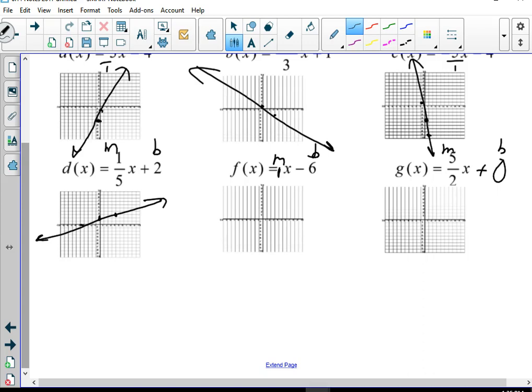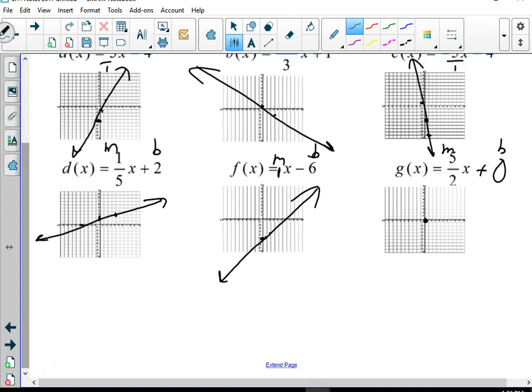Now -6, I'm going to be starting down here. And then it's very easy. It's just up 1, right 1, up 1, right 1, down 1, left 1. It's a 45-degree kind of cut through there. Very easy to graph. And this one did not have a B listed, but it's right there at the origin.